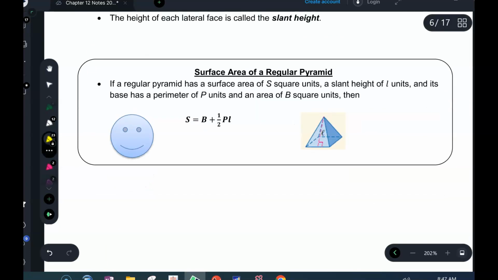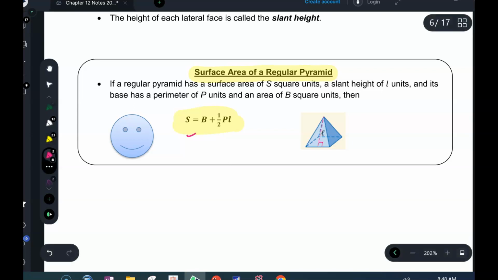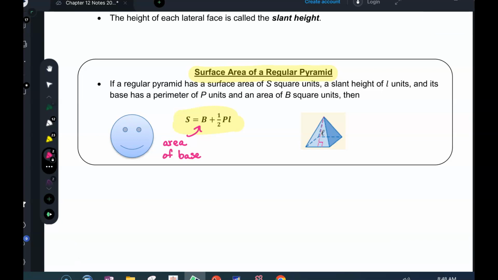Okay, so here's the formula for the surface area of a regular pyramid. What does capital B stand for? Area of the base. So we're going to take the area of the base plus 1/2 times the perimeter of the base. L is our slant height.